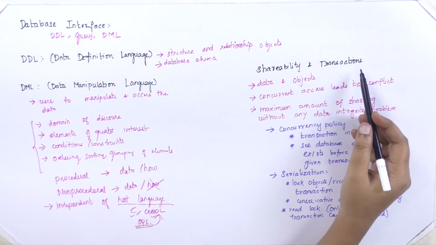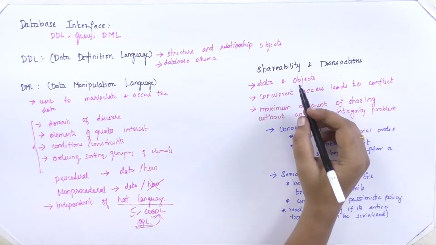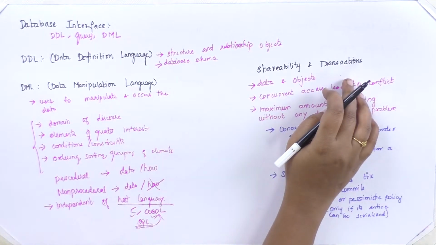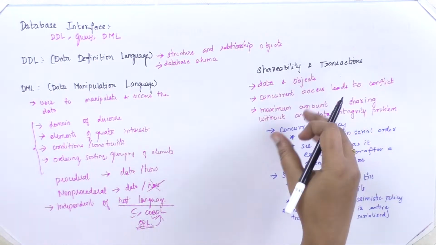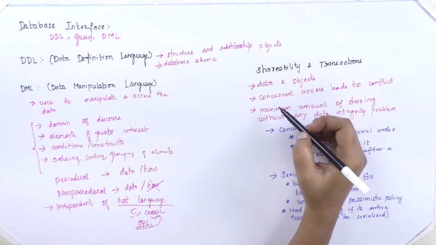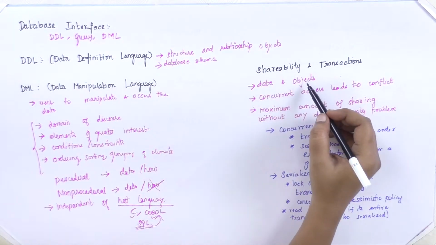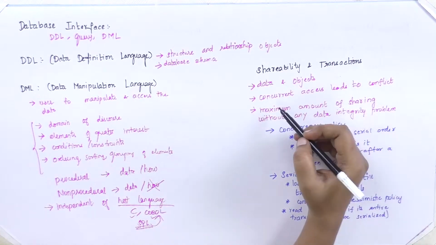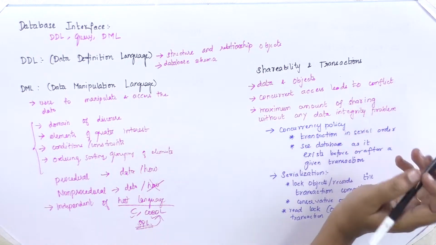Shareability and the transaction. Next, the data and objects in the database will be accessed and shared by different applications. When you have concurrent access over the data and objects by different applications, this concurrent access may lead to conflict.